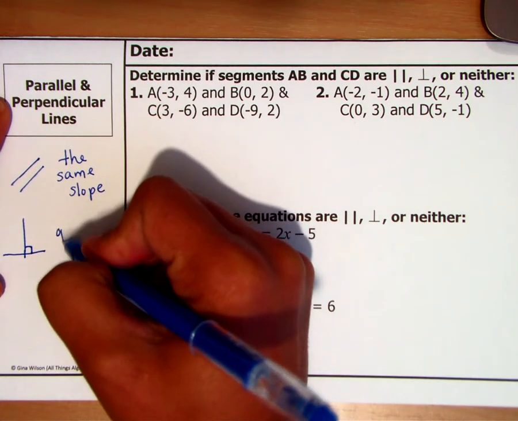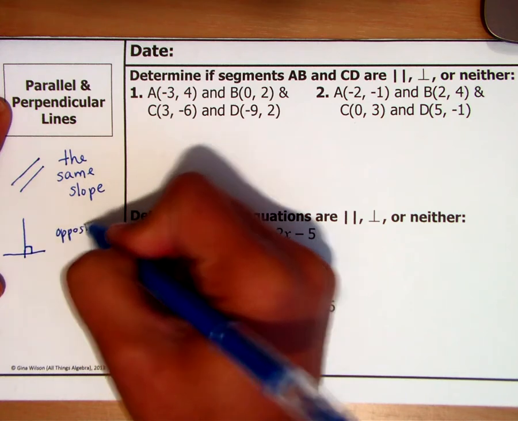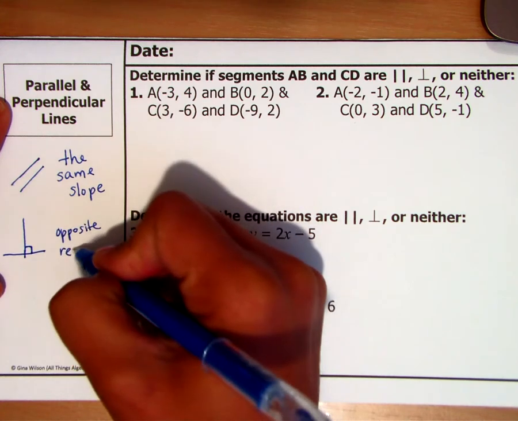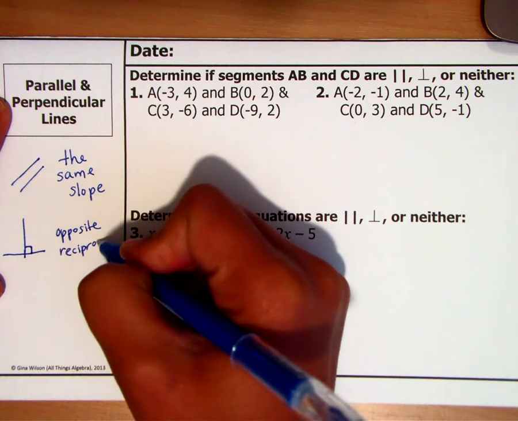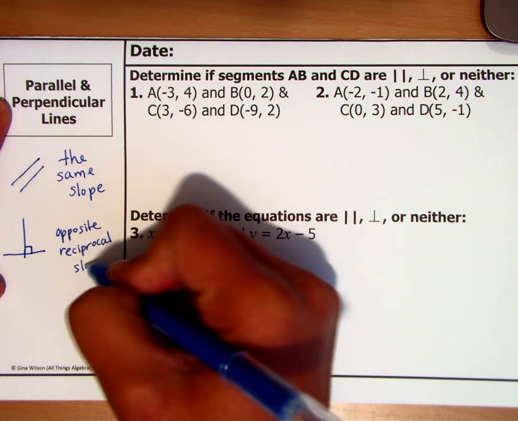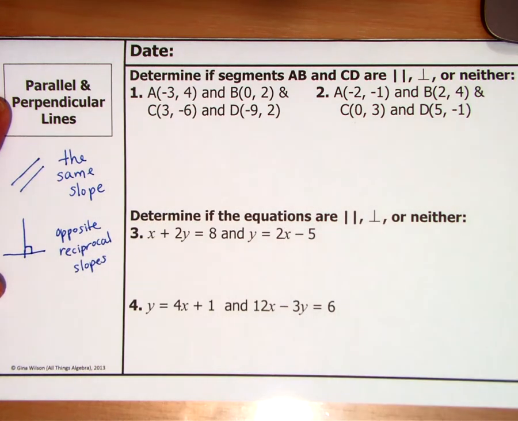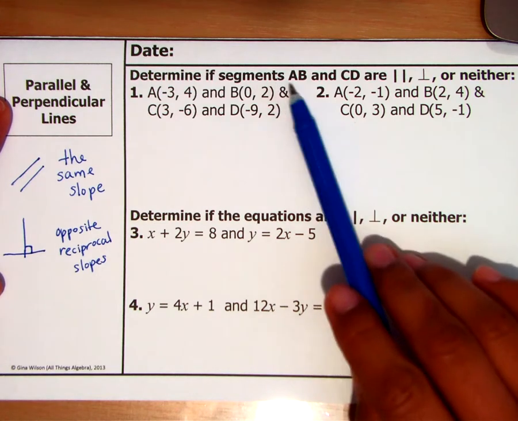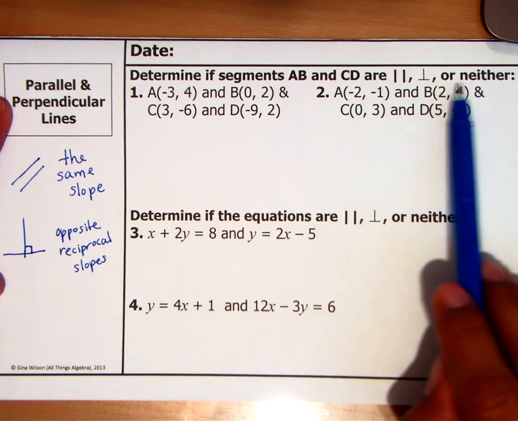They have opposite reciprocal slopes. Okay, opposite, reciprocal. Opposite sign, reciprocal is that you flip the fraction. Determine if segments AB and CD are parallel, perpendicular, or neither.